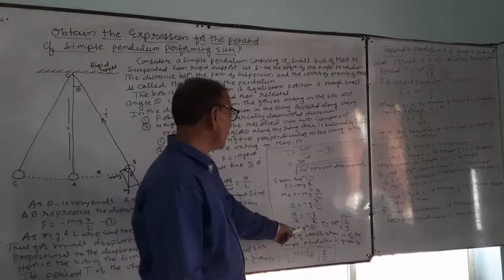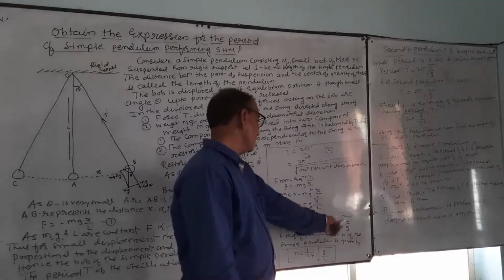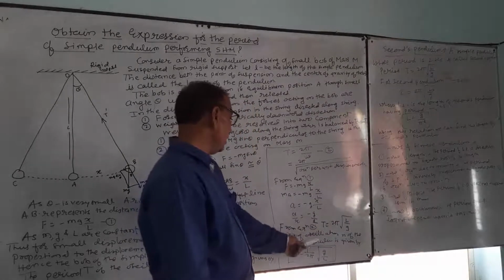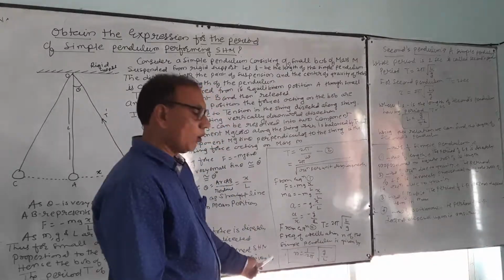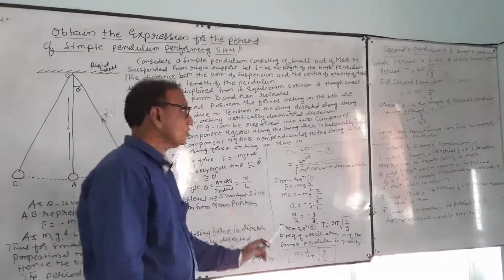Therefore from equation 2, T is equal to 2 pi under root L by g, and the frequency of oscillation n of the simple pendulum is given by n is equal to 1 upon 2 pi under root of g upon L. See here once again.